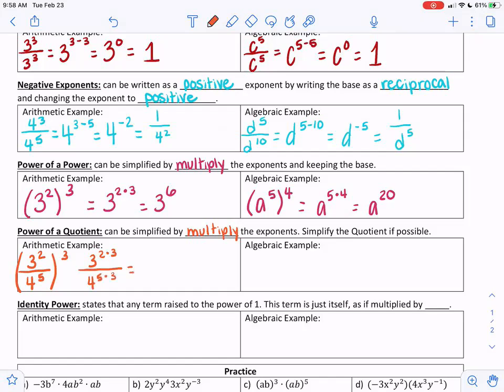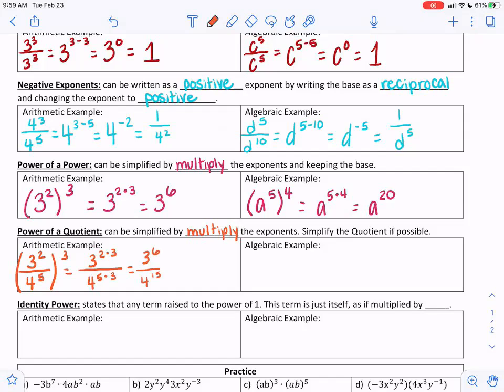So now I'm going to simplify. 3 to the 2 times 3 would be 3 to the 6th. 5 times 3 would be 4 to the 15th power. In this case, we would not simplify because it's asking us to leave it in exponential form. If I were to ask you for standard form, which I'm not going to, that's when you would actually take those exponents and simplify the fraction. But that would be a crazy number. That's why we're going to leave it in exponent form.